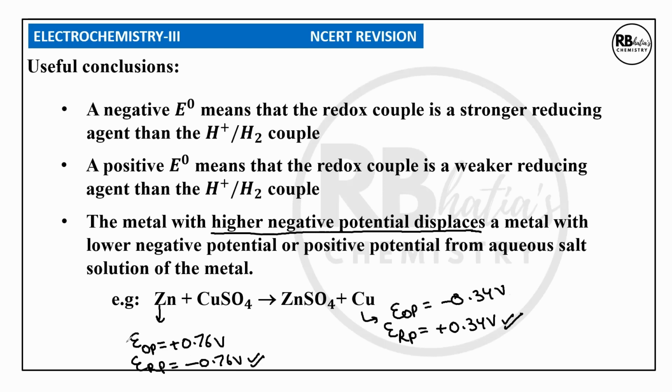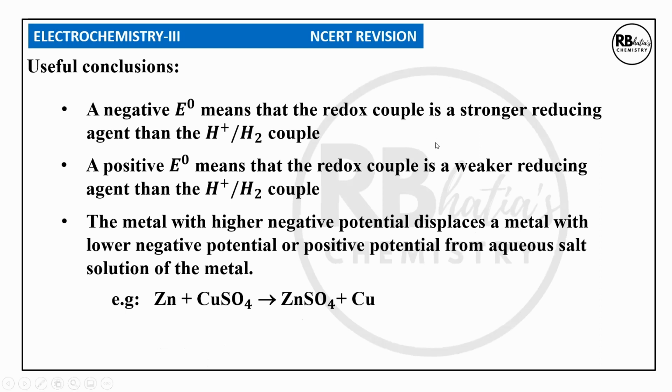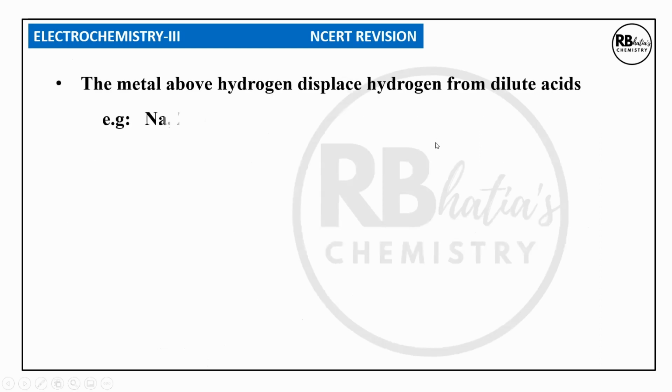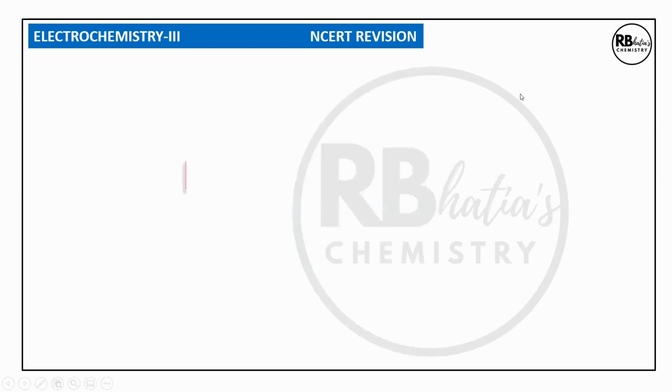Or in other words, we can say oxidation potential of zinc is higher than copper. So zinc gets preferentially oxidized, and since reduction potential of copper is higher, copper gets preferentially reduced. So that's how we decide which metal can displace another from its salt. These are all the applications of electrolysis.